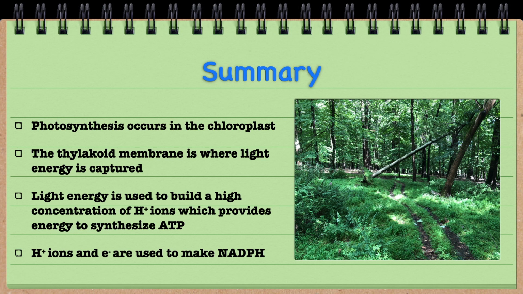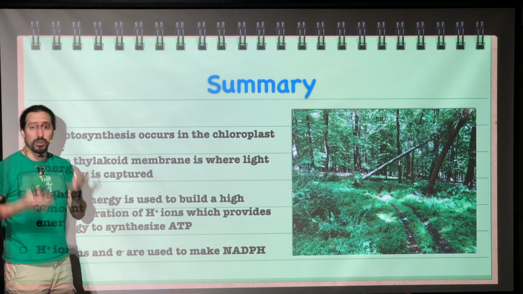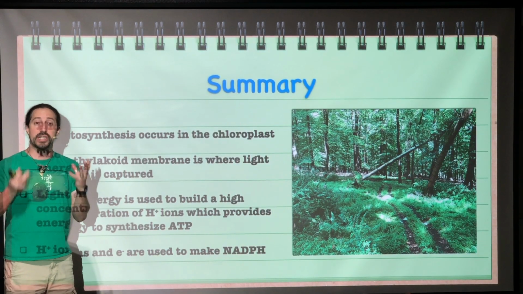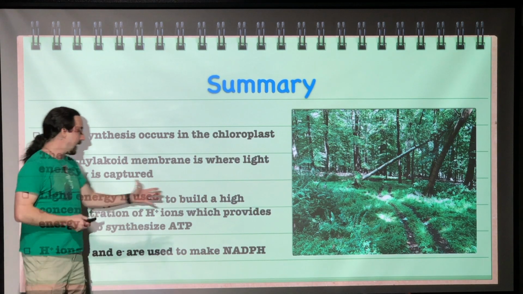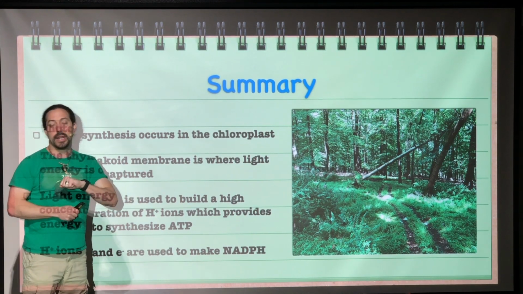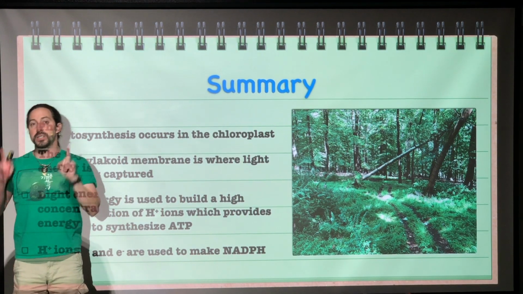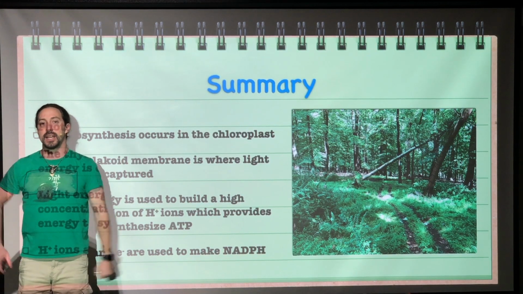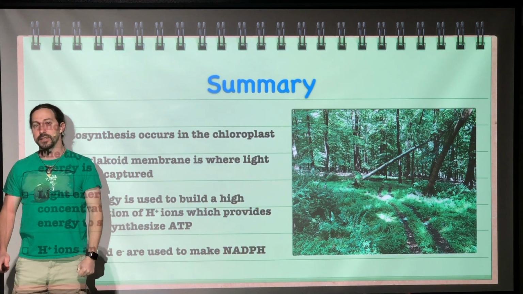And the hydrogen ions and the electrons that have gone through the electron transport chain are going to build another energy-carrying molecule called NADPH. And that is the first stage of photosynthesis, the light-dependent reactions.